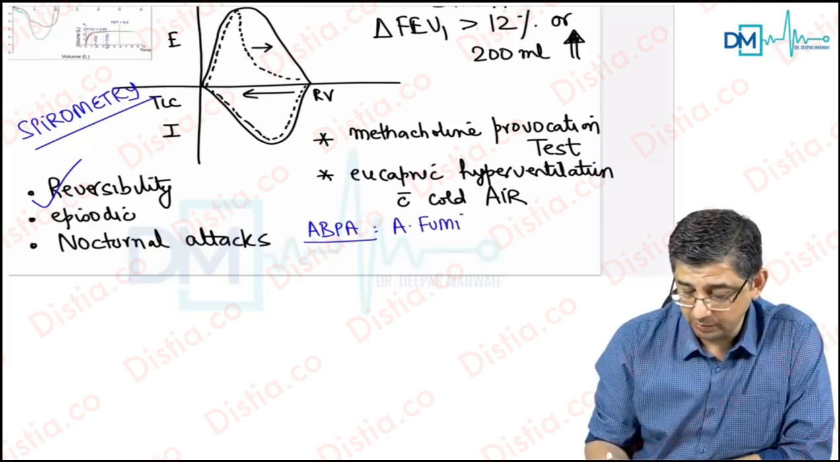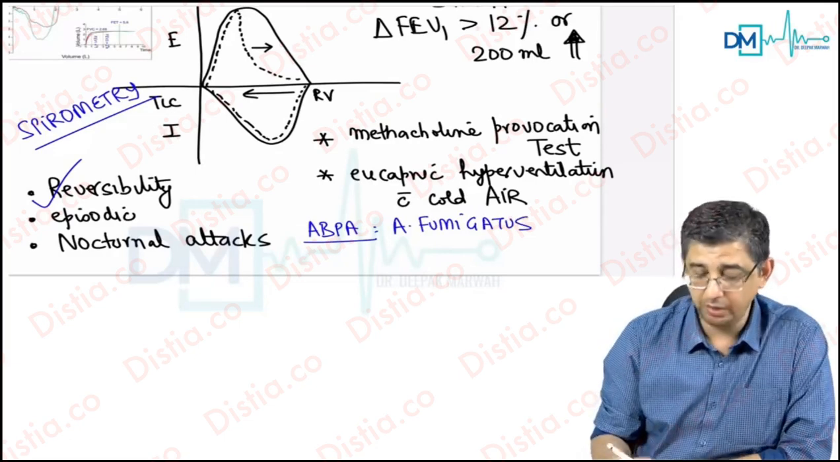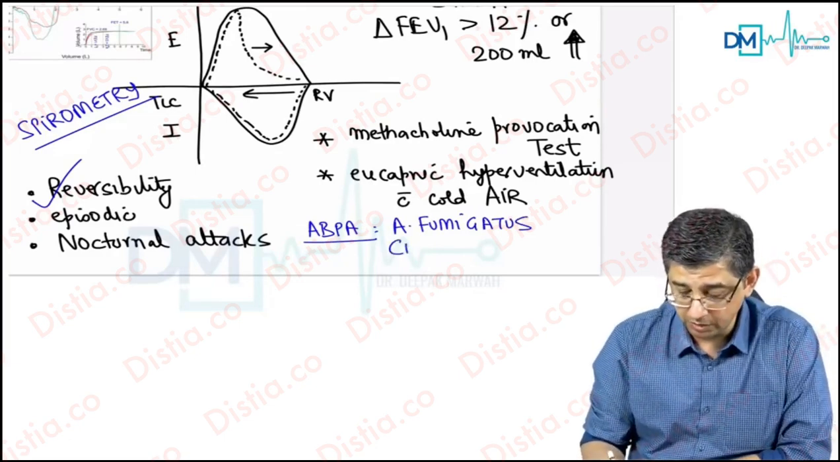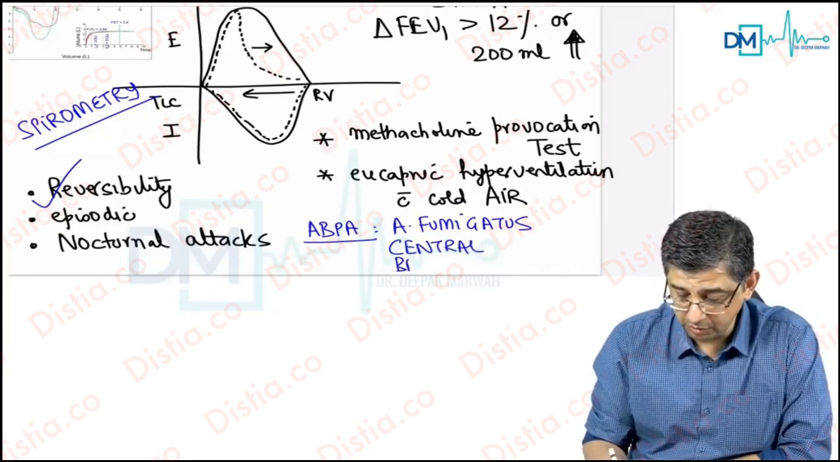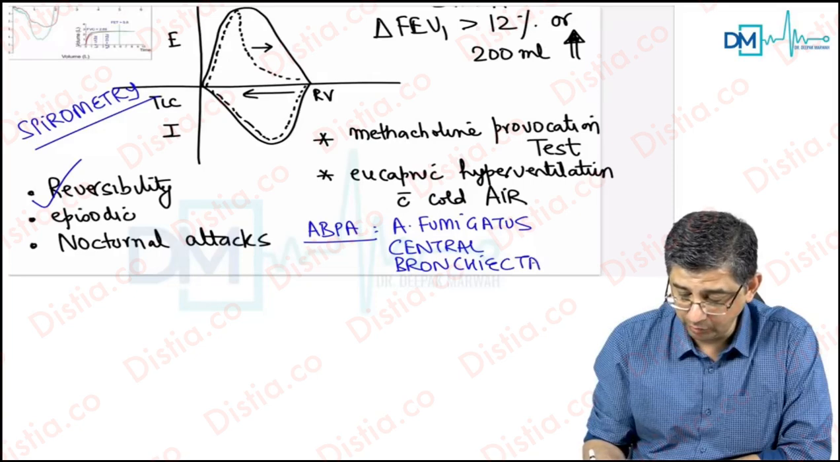It is associated with Aspergillus fumigatus. It's a hypersensitivity reaction to the fungus, which is associated with central bronchiectasis. I have explained the features of allergic bronchopulmonary aspergilloma in the topic of bronchiectasis. You can listen to that there.